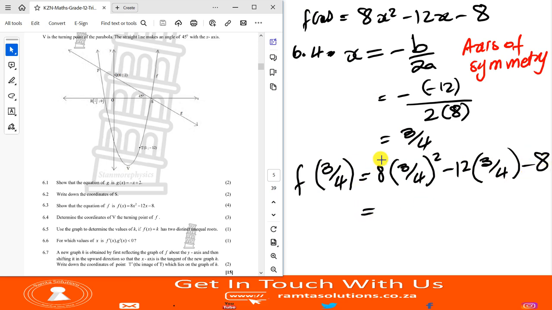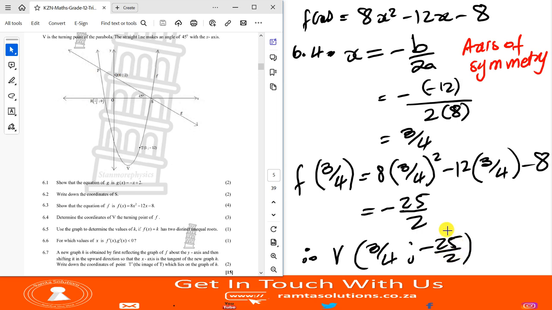Now let's see what we get. I'm going to use my calculator here: 8 times (3/4) squared, minus 12 times (3/4), minus 8. Okay, what do we get? I got negative 25 over 2. Therefore, we can conclude that the coordinates of V are positive 3 over 4 and negative 25 over 2.